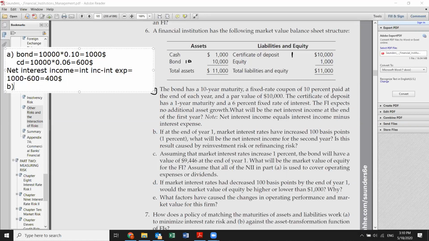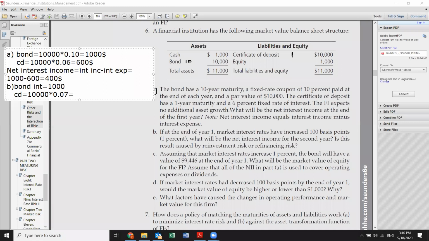What will be the bond interest? It's 1,000. Bond interest doesn't change, yes? We already lent it. We already gave this loan. We cannot change it because there's an agreement. It will be 10% and we cannot make any changes. But the certificate of deposit, CD, will be equal to 10,000 times, our interest was 6%, now it becomes 7%.